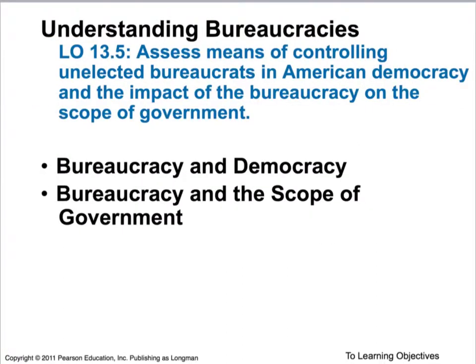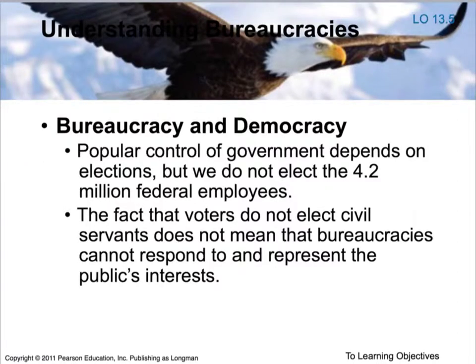So now we're going to understand bureaucracies themselves. We're going to look at bureaucracy and democracy, and then bureaucracy and the scope of government. With regard to bureaucracy and democracy, popular control of government depends on elections. But we do not elect the 4.2 million federal employees. They go through, most of them, the civil service program, and then they stay. The fact that voters don't elect civil servants does not mean that the bureaucracies cannot respond well to or represent the public's interests. It just means they have to be able to do it by way of their authority and by way of empowerment.